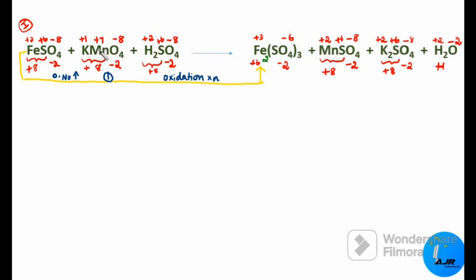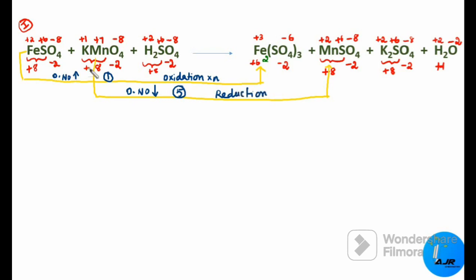Reduction has taken place. The oxidation number has reduced from +7 to +2. The oxidation number has reduced by 5. If so, reduction has taken place. Understood?